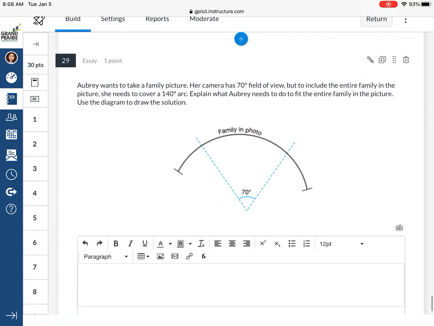So here we have a scenario. Aubrey wants to take a family picture. Her camera has a 70-degree field of view, but to include the entire family in the picture, she needs to cover a 140-degree arc. Explain what Aubrey needs to do to fit the entire family in the picture. If you want, you can go ahead and pause the video to see if you can figure this out. What does Aubrey have to do to make sure that she can get all of her family members in the picture?